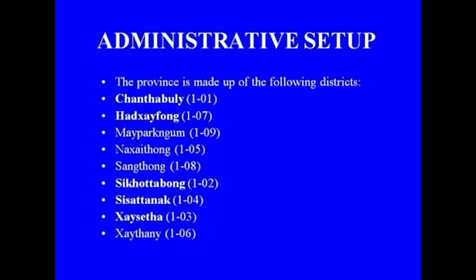Vientiane province is made up of the following districts: Chantaburi, Hatsafong, Mae Pak Num, Nai Sai Thong, Sang Thong, Sitkabong, Sitank, Zetsata and Zethani. So, these are the 11 districts which comprise the province of Vientiane, capital city. This place is known for its tourist locations.